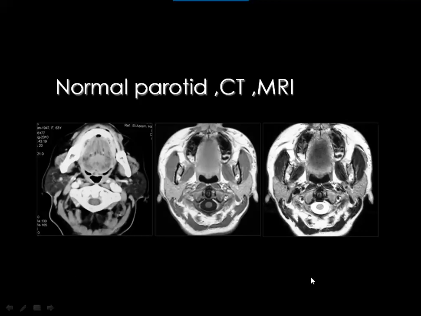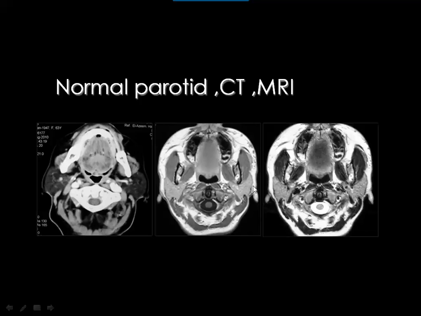And this is the normal appearance of the parotid glands by CT and MRI. T1 weighted image, the CSF is black. T2 weighted image and CSF is bright. In the CT scan, you can see that the parotid gland is somewhat hypodense because the secretions in the parotid gland are watery secretions, in contrast to the secretions within the submandibular salivary glands, which are more viscid.